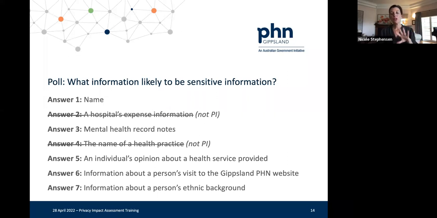Although we've excluded, of course, answers 2 and 4, it's important to remember that potentially, in the context of all of the other information, that information might be considered sensitive to the person. But as defined under law, financial records of the hospital, as well as the name of a health practice, would not necessarily be considered sensitive, although it would be sensitive potentially to the individual in context.